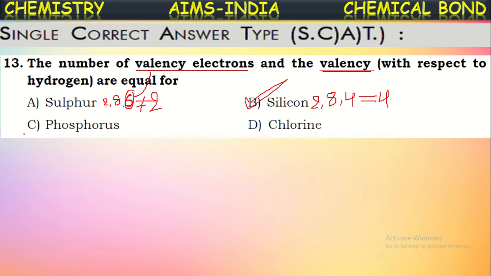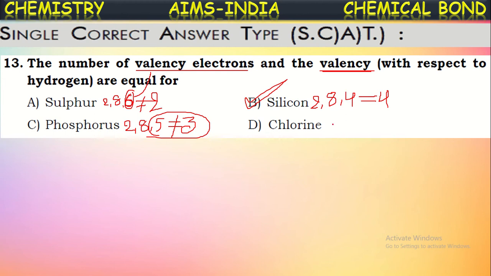Let us see other elements also. If we see phosphorus, its atomic number is 15 and configuration will be 2, 8, 5. So valence electrons is 5 and its valency will be 3. It shares 3 pairs of electrons and hence it gets an octet. So both are not equal, isn't it?